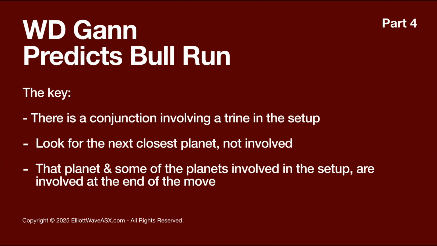So the planets involved in the start of the move are involved in the end. So the key points are: there is a conjunction involving a trine in the setup. You need to look for the next closest planet not involved in the setup, and then that planet that wasn't involved will be involved in the end pattern and aspects.